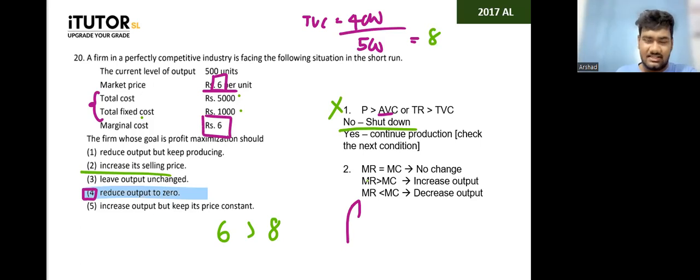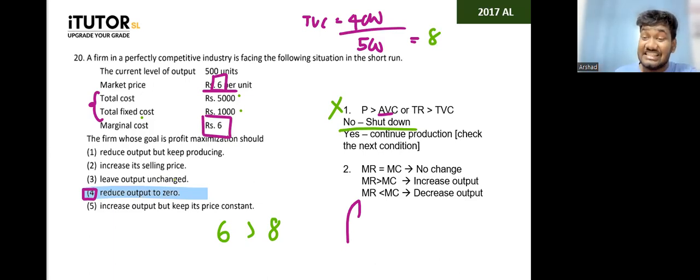Why can't this be the answer? If they can increase the selling price to 8, problem solved. So if they want to maximize their profit, price is only 6, average variable cost is 8. Why don't they increase their price to 10? Others, any guesses? I only have one correct answer. Why aren't they increasing their price to 10? If price equals ABC, they will still continue.